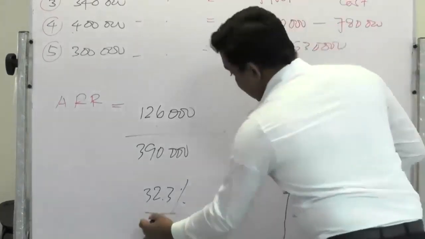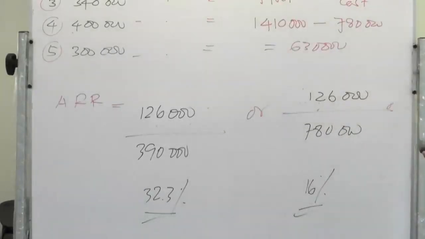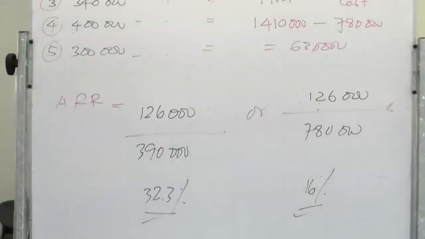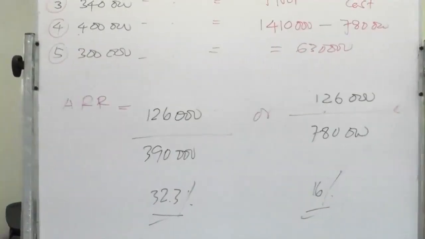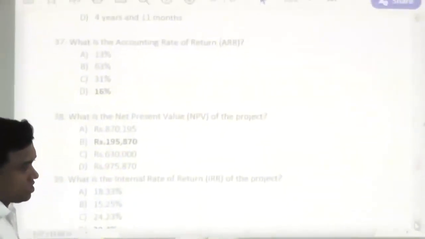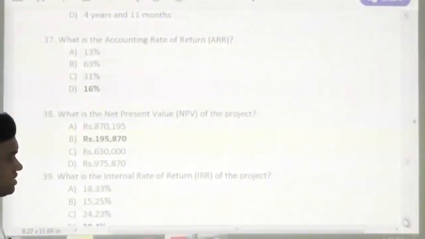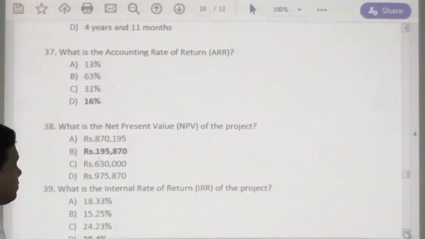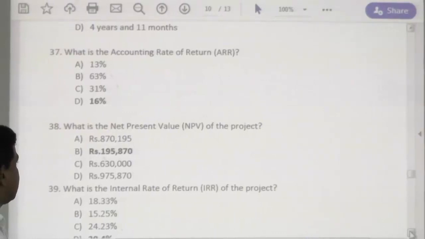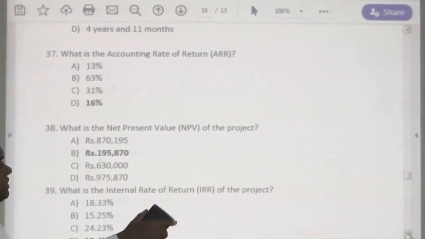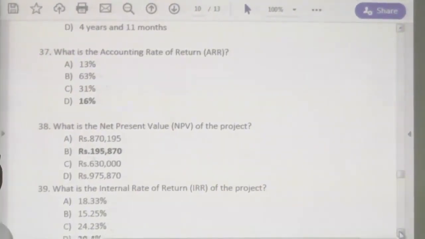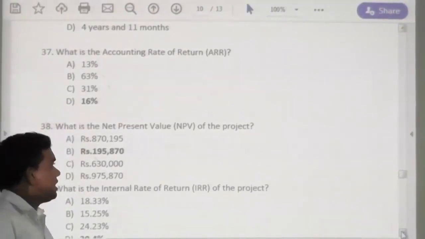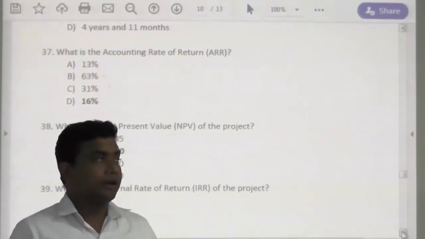Now see which answer they have given in their answer list. They have given 4 answers. 13% accounting rate of return does not match with either answer. Then 63% is not matched with either answer. 31% is not matched with either answer, and then 16%. Here 16% matches with the second option we have used. Therefore the answer would be 16%. That is the accounting rate of return.